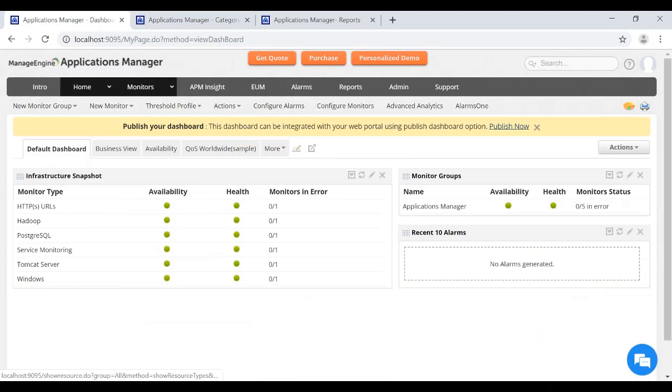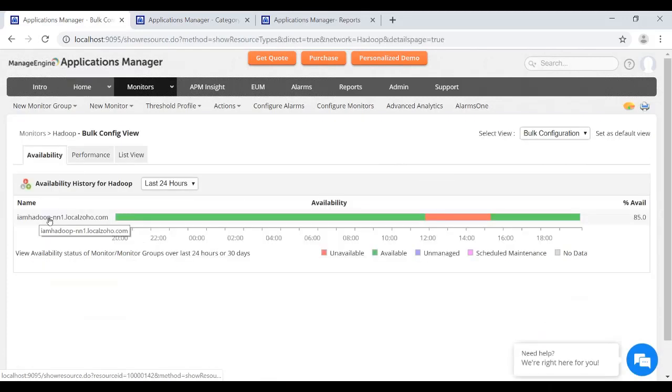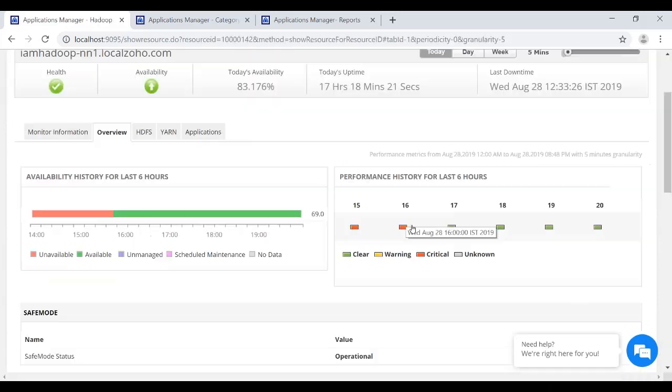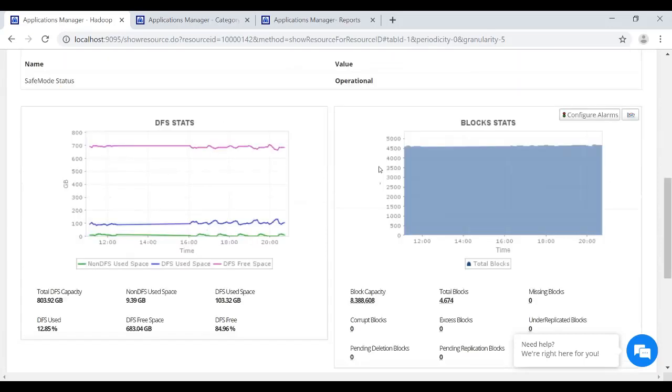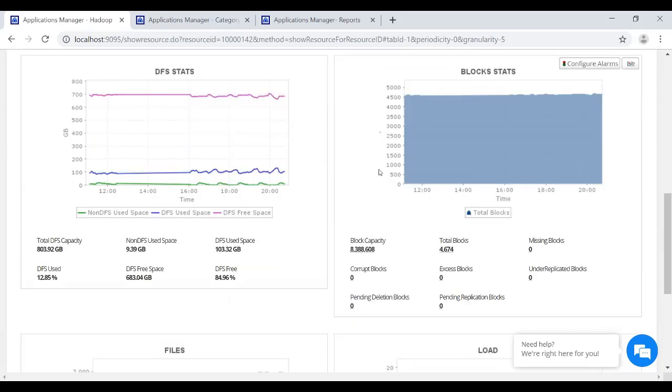So the overview is basically nothing but the availability and performance history for the past 6 hours. The duration, again, a quick overview about the overall status of your Hadoop application, the DFS stats, the blocks, how many missing blocks, how many corrupt blocks among the total blocks. So that status can be checked out over here. The files and the load handled by your Hadoop overall, that's present over here. So we're just in the overview tab right here.